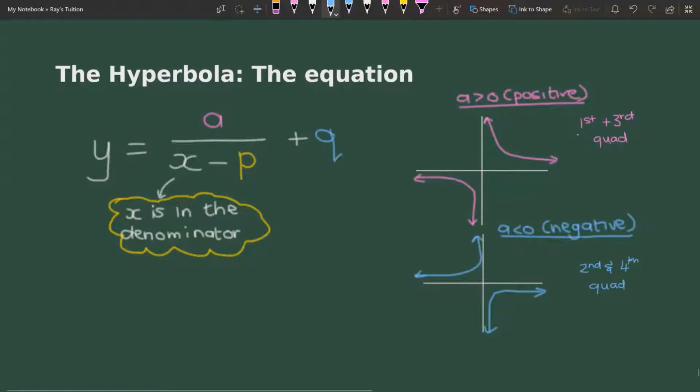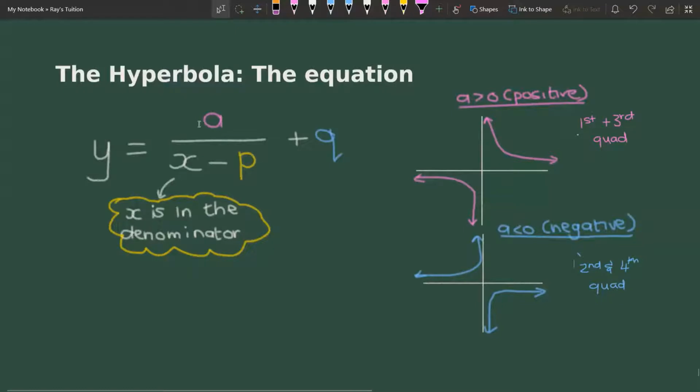So the a is the shape parameter, and it helps us determine which quadrants the hyperbola will lie in. So if a is greater than 0 or positive, our hyperbola's shape will be in the first and third quad. If our a is negative, then our hyperbola will be in the second and fourth quad. So the a dictates the shape and hence which quadrant our hyperbola will be in.